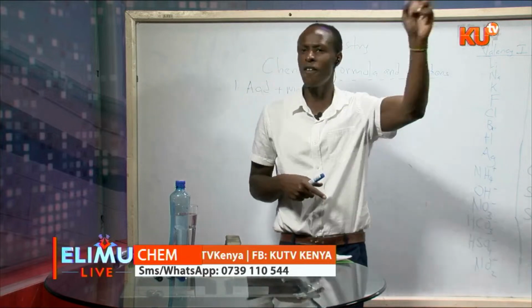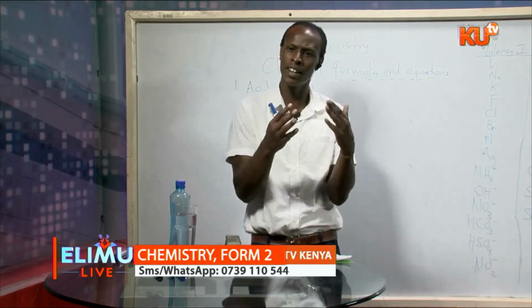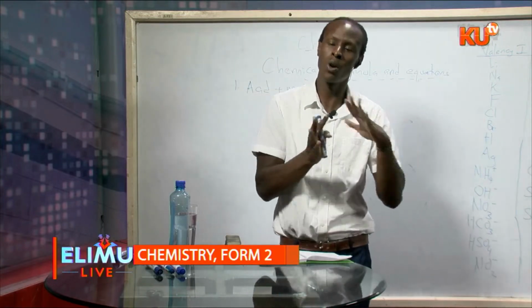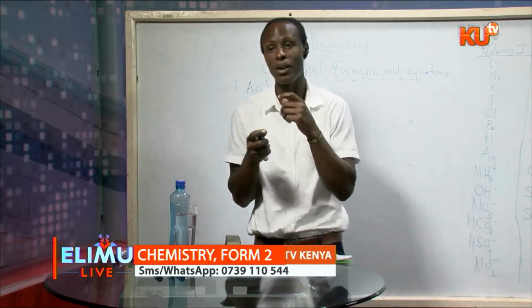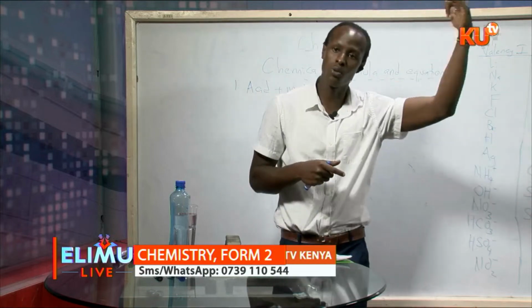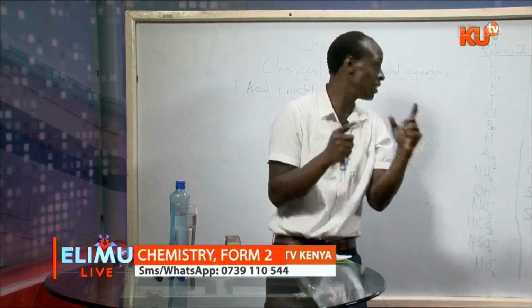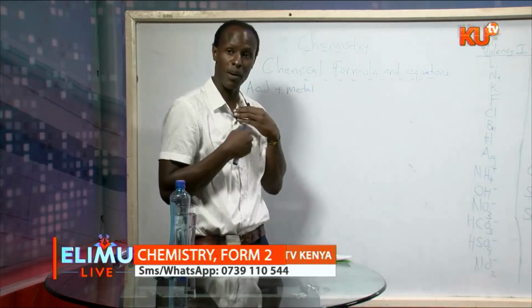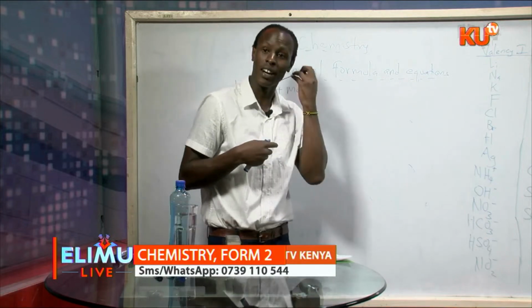So what will happen if you have a rooftop made of a metal? The acidic rain will be corroding the metal slowly, and you'll be wondering why the metal is being corroded. Because of the pollution. Pollution led to the formation of acidic rain, and an acid will always react with a metal.